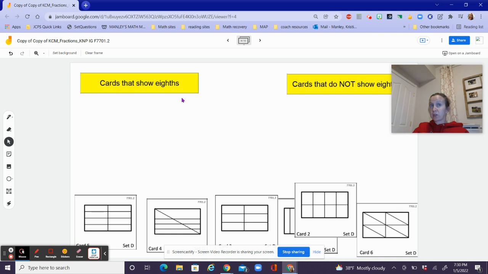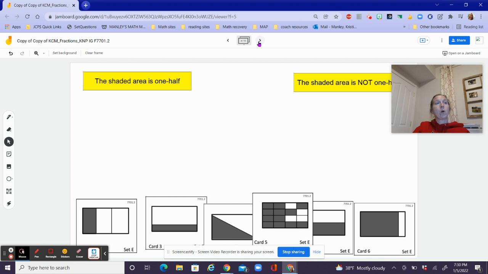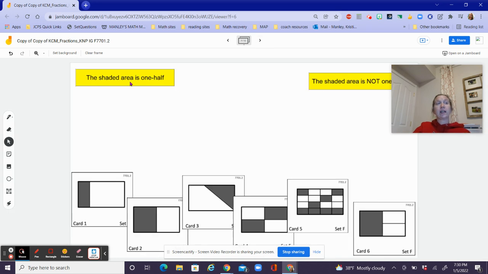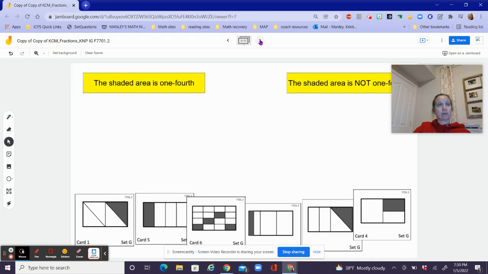Then you have eighths. So again, look at that word, eighths. Do you hear that word 8? That means there should be 8 pieces. Okay, this one says shaded area is 1/2. So again, 1/2, not 1/2. So look closely. Again, shaded area is 1/2. Shaded area is not 1/2. Shaded area is 1/4. Shaded area is not 1/4.